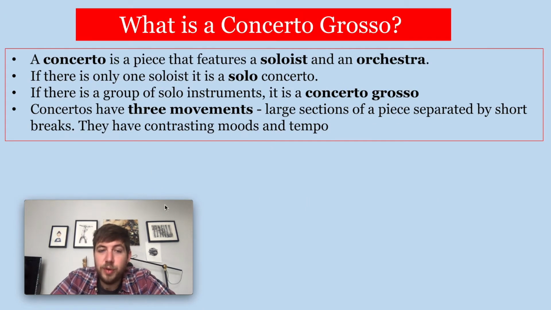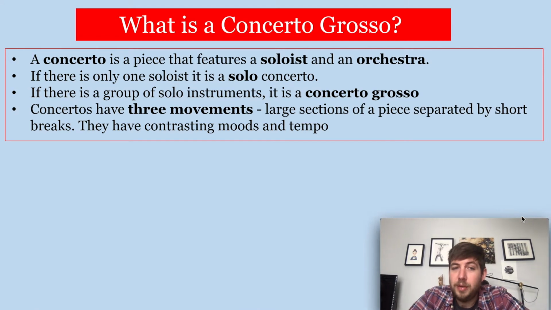So what is a concerto grosso? A concerto grosso is a piece that features a soloist and an orchestra. So you might have a flautist, a flute player, as the soloist, and they would be accompanied by the entire orchestra. But the main focus of that piece is the flautist. If there is only one soloist, it is called a solo concerto. If there is a group of solo instruments, so a flautist, a violinist, and another instrument, then it's a concerto grosso, grosso standing for bigger.